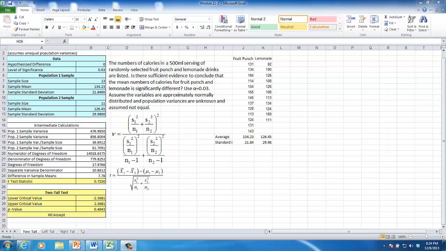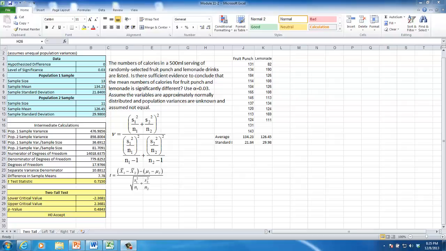Okay, this time we're going to use the same problem with the same data. Only one difference: this time the population variances are unknown, and assumed not equal. Previously we did the same problem with the assumption of equal variances. In this case the assumption is not equal variances.